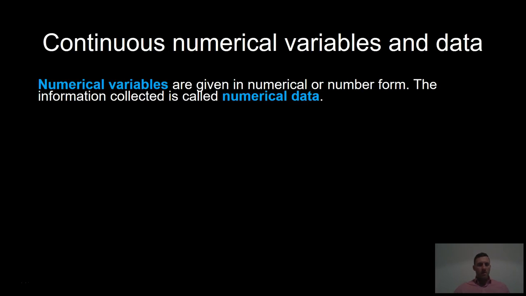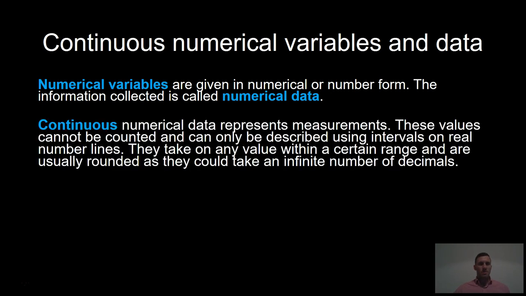Numerical variables are given in numerical number form. The information collected is numerical data. Continuous numerical data represents measurements. These values cannot be counted, and can only be described using intervals on the real number line. They take on values within a certain range and are usually rounded and take on an infinite number of decimals.